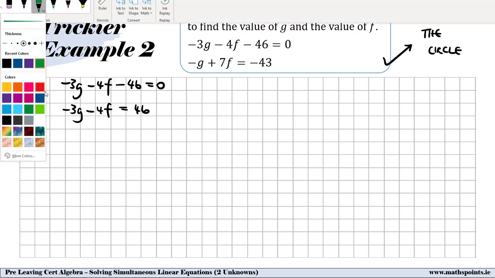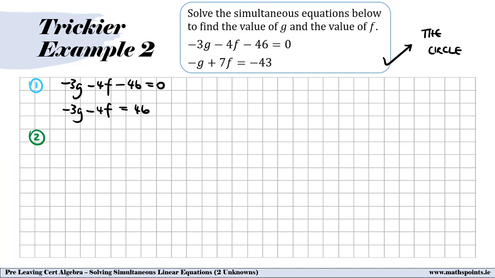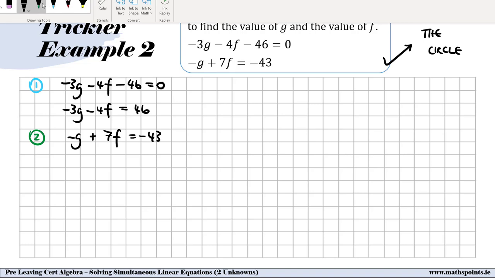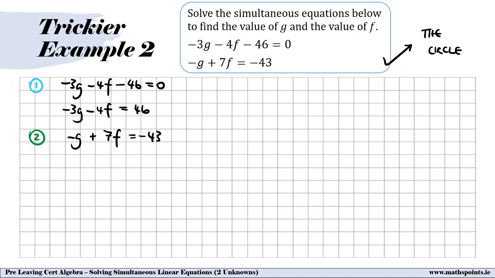Equation 2 is already in the correct format, so we'll just write that one down. So we have minus g plus 7f equals minus 43. Looking at equation 1 and equation 2, I can see that it's going to be easier to eliminate the g's, and I can do that by multiplying equation 2 by minus 3. So writing the two equations again, equation 1 is going to remain unchanged, so we have minus 3g minus 4f equals 46, and then equation 2 I'm going to multiply by minus 3. Minus g times minus 3 is plus 3g. 7f times minus 3 is minus 21f, and that's equal to minus 43 times minus 3, which is plus 129.